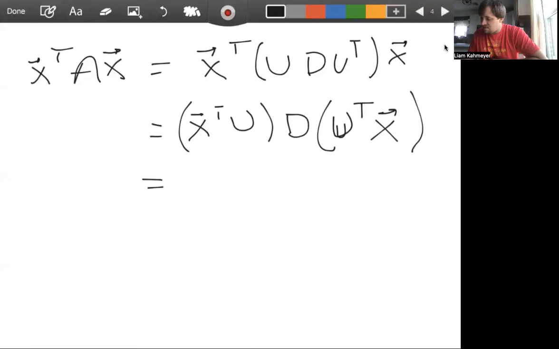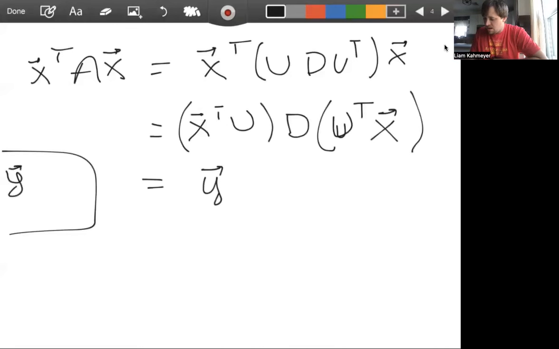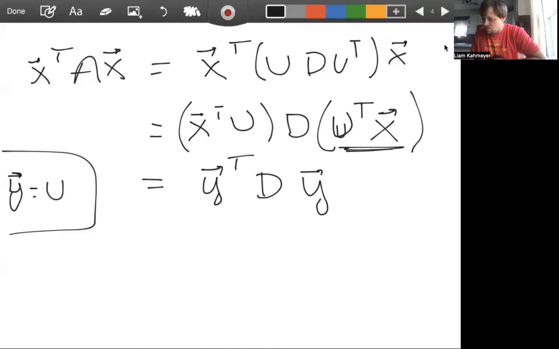Now let's define this product here to be, let's just call it y. So we're going to define y as x transpose U. Excuse me, let's define that to be y transpose for the sake of convenience. So let's say y is this over here. So this is going to be y transpose D y, like this. So y is U transpose x. And you can see if you take the transpose of y, you get x transpose U, which is this.